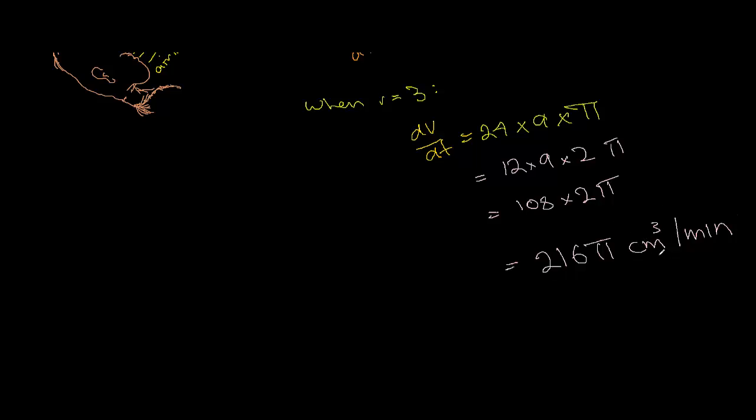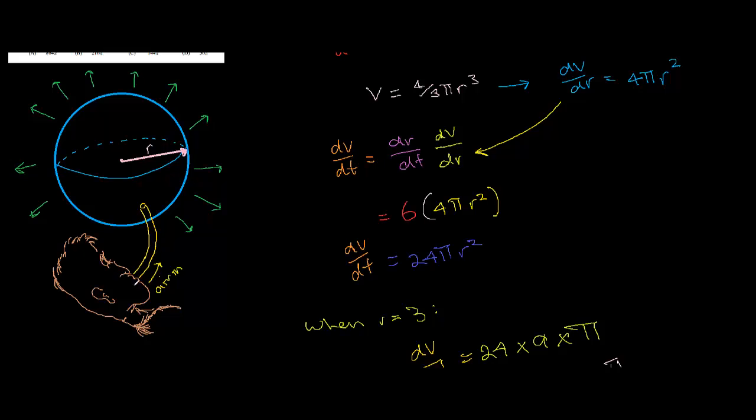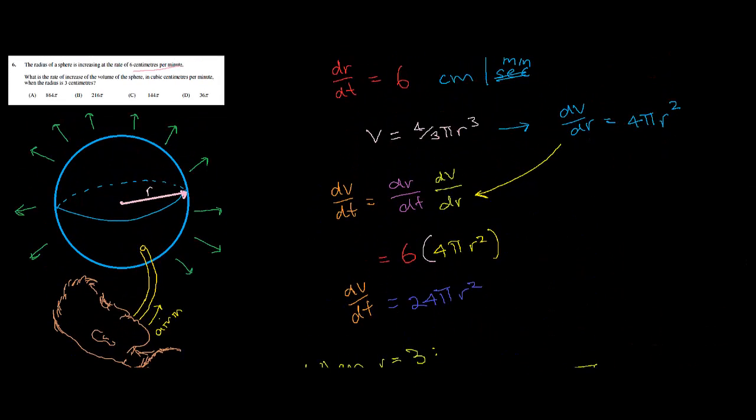A cubic centimeter is a milliliter, so 216 times π is about 600 mils every minute being poured into this balloon full of air by old mate down here blowing on the little air hose. It didn't even say air hose, I just did it because I wanted to get a bit artistic. Alright, so 216π is the answer, so 216π is B.